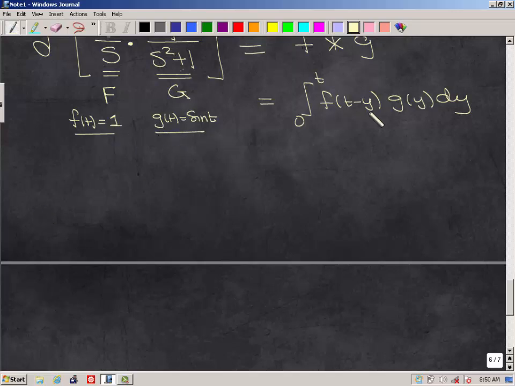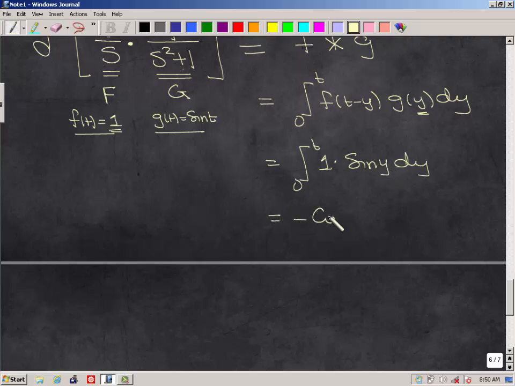So f gets translated, but I only have 1, so there's nothing to translate there. So we just get the integral from 0 to t of 1 times g, which is sine t dy. Oops, sorry. It's sine t, but we're using y here, so this should become what? Sine y. So let's integrate that.